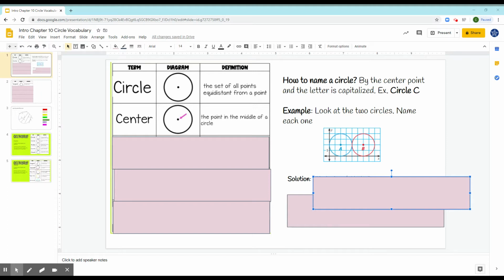All right, how do we name a circle? Well, we name it by the center point, and that letter is capitalized. For example, if this circle was letter C, we would name it circle C. And notice that the C I wrote is capitalized.